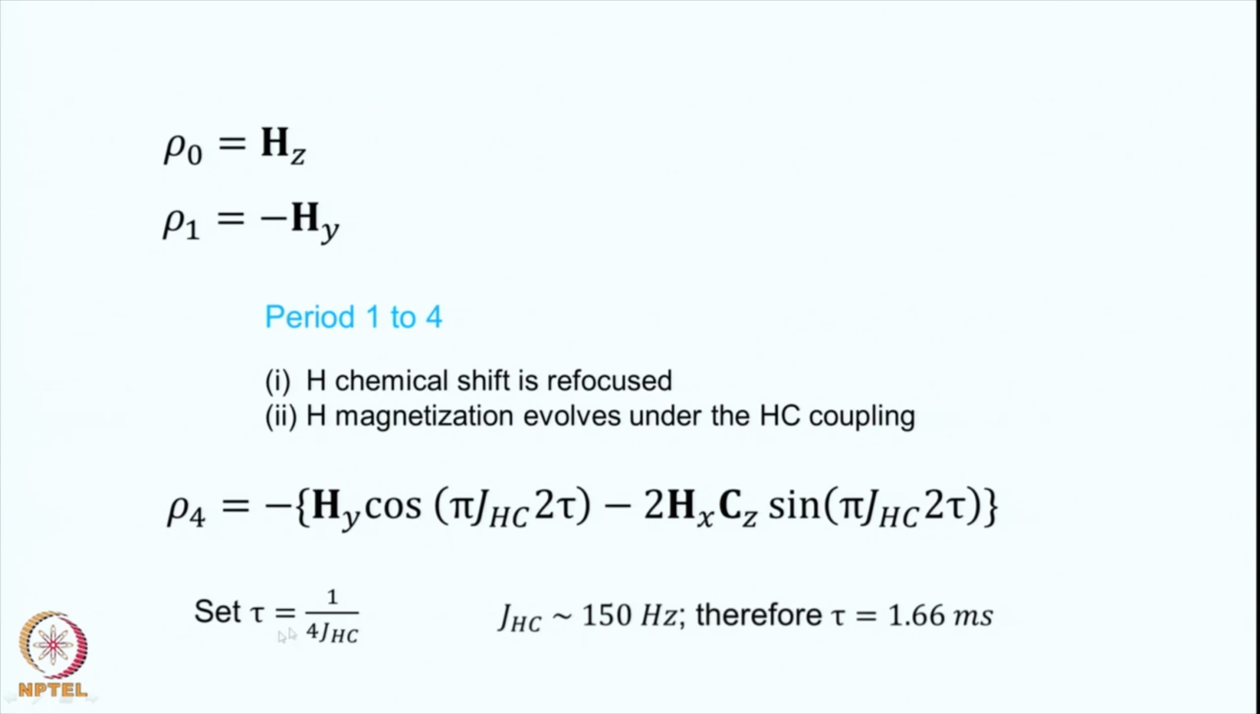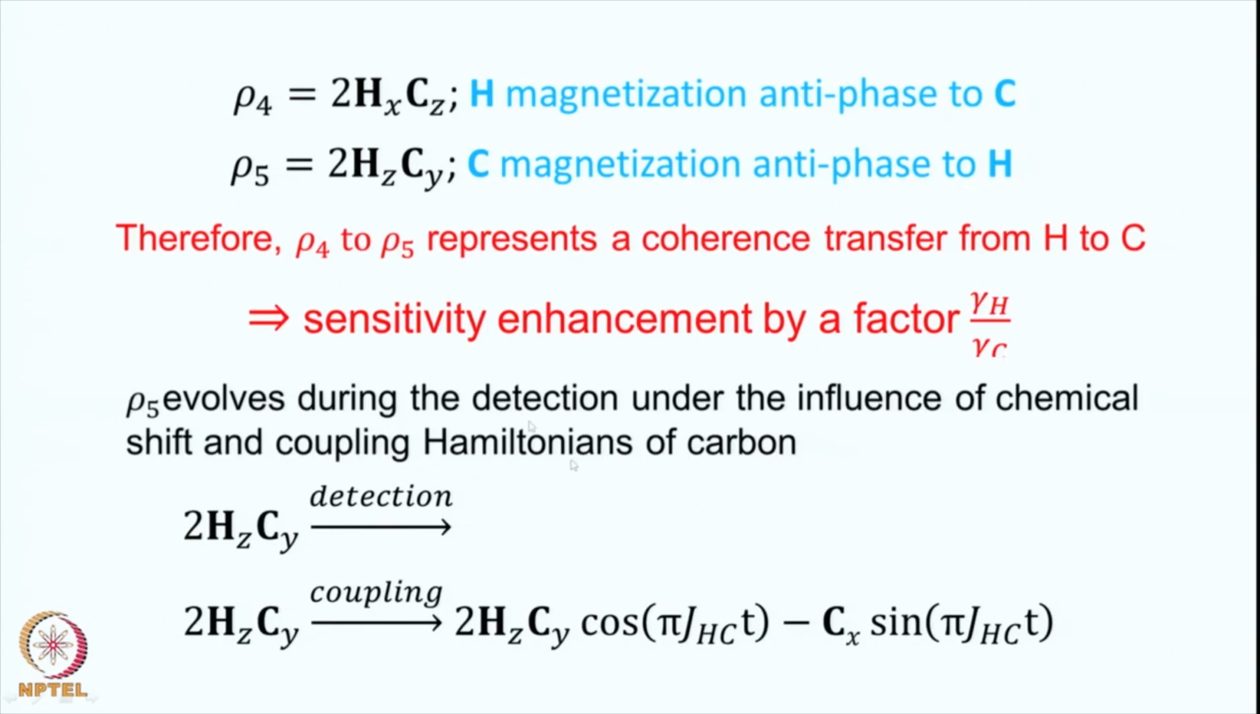Now what we do is we set tau equal to 1 by 4 J_HC. So, here if I put tau equal to 1 by 4 J_HC, what happens? This J_HC will cancel. So, this will become cosine pi by 2, and similarly here this will become sin pi by 2. Therefore, this goes to 0 and only this term remains. Therefore, rho 4 becomes 2 Hx Cz.